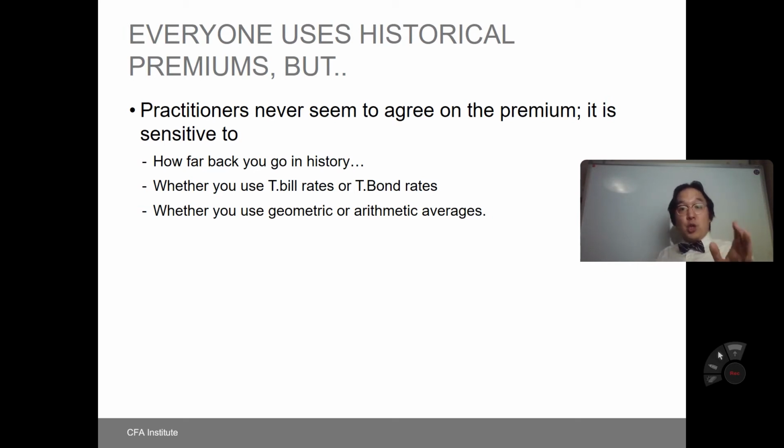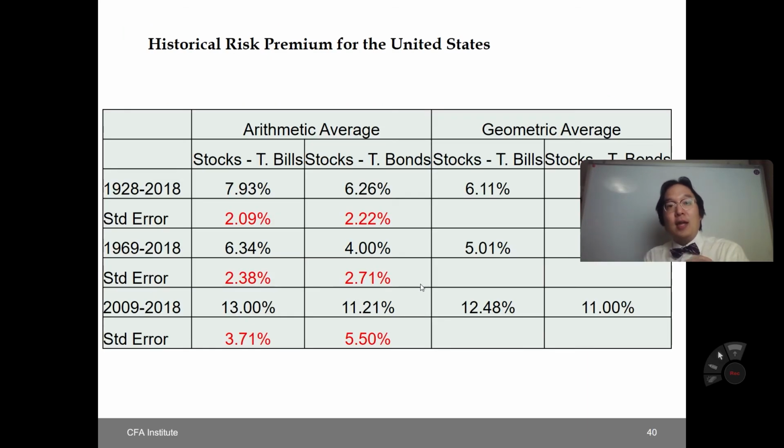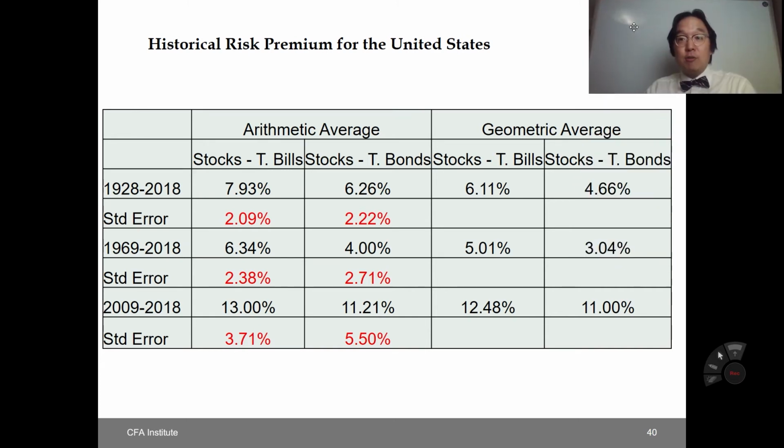Whether you use geometric or arithmetic averages, people differ. So there is no one straight answer. That is a hard part and fun part as well in valuation. Now, historical risk premium for the United States looks like this. Arithmetic average or geometric average, depending on where you want to go.